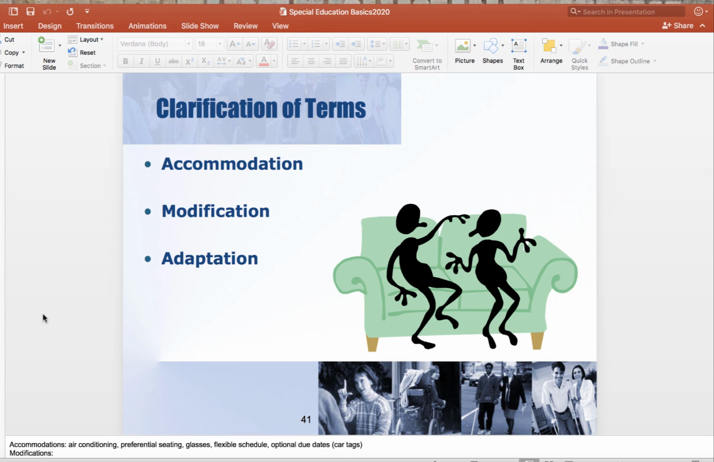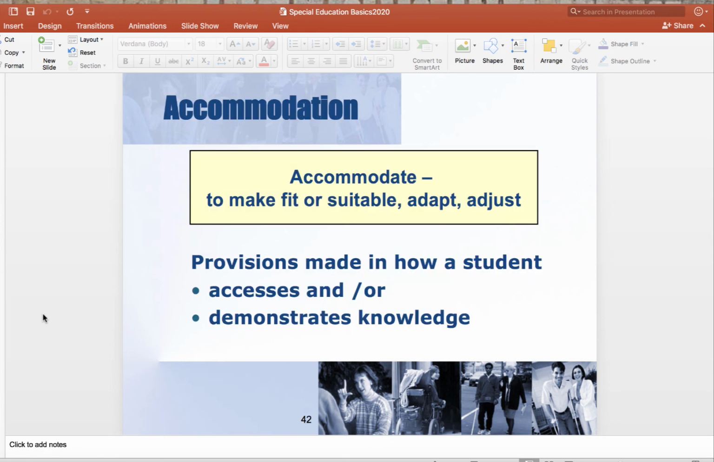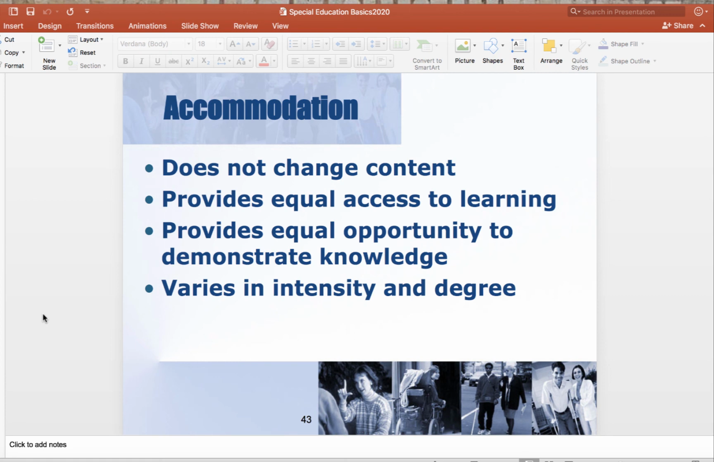But let's just get some understanding. Accommodate is this: to make fit or suitable, make, adapt, or adjust. It's how you access information and how you demonstrate knowledge. The main thing for accommodate is that it doesn't change the content. It provides access to learning, provides access and understanding of demonstrating the learning, and it varies in intensity and degree. Important pieces of that accommodate.